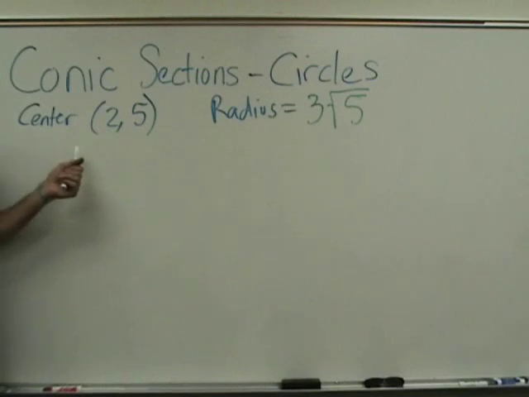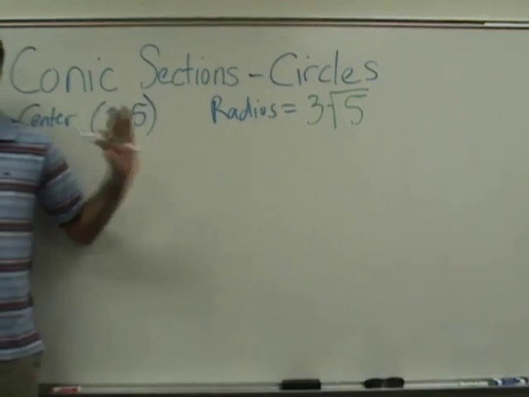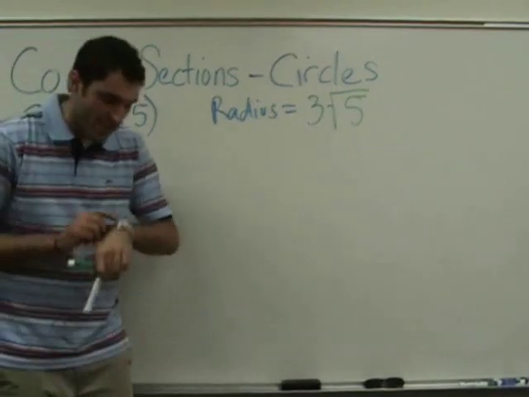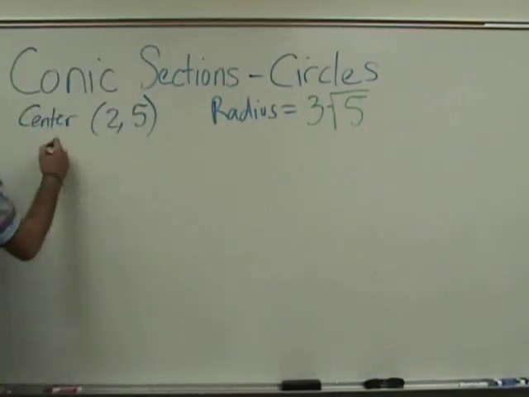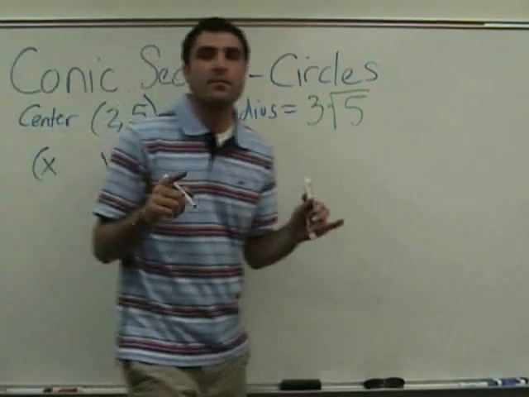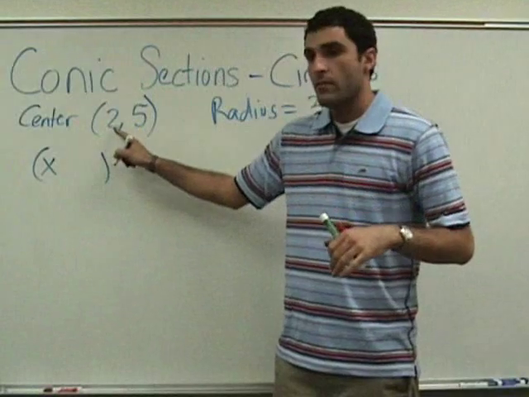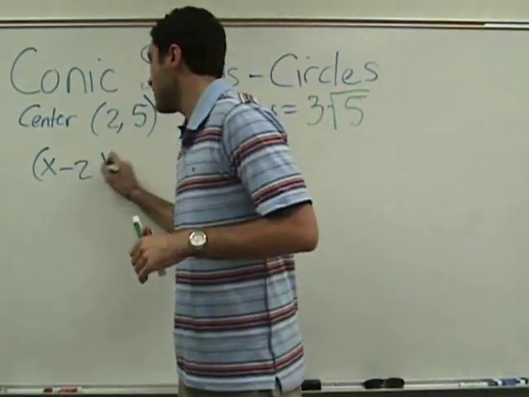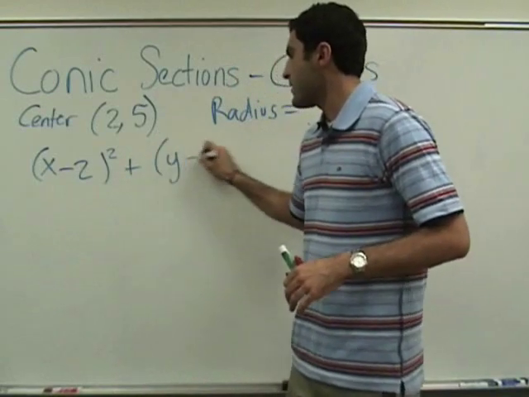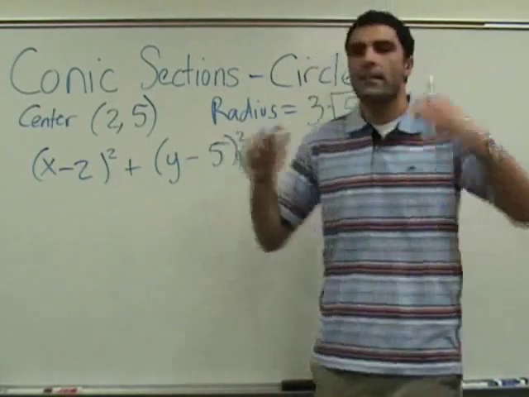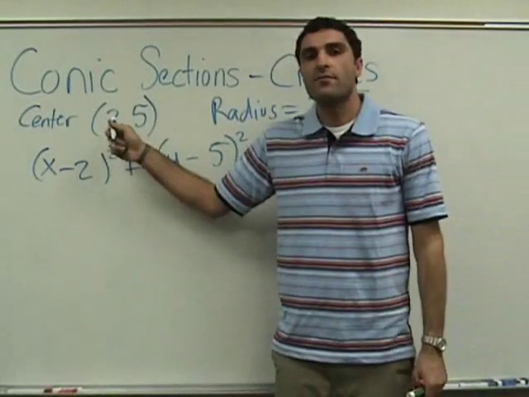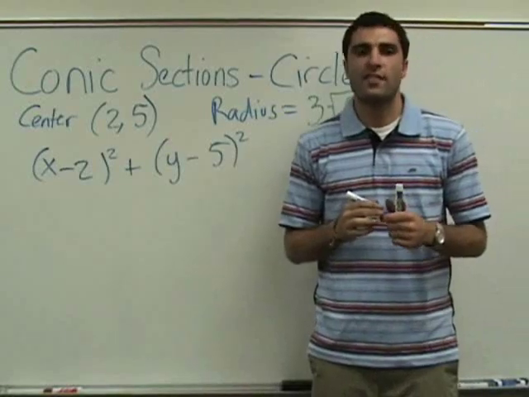Okay. What is the equation? The question is, what's the equation of this circle? X minus 2 squared, plus, y minus 5 squared. Plus or minus? Plus. When would it be minus? It is minus when these are positive. Circles are always positive in between.